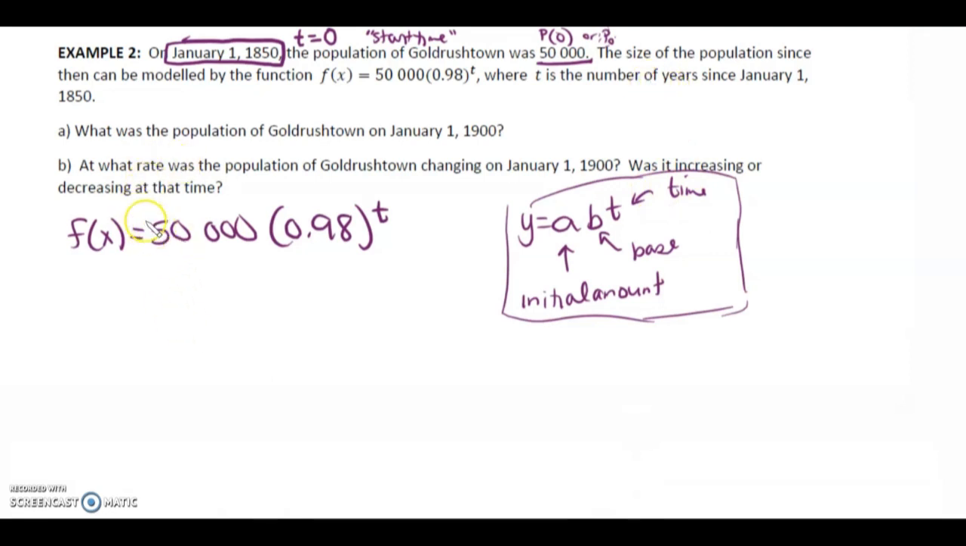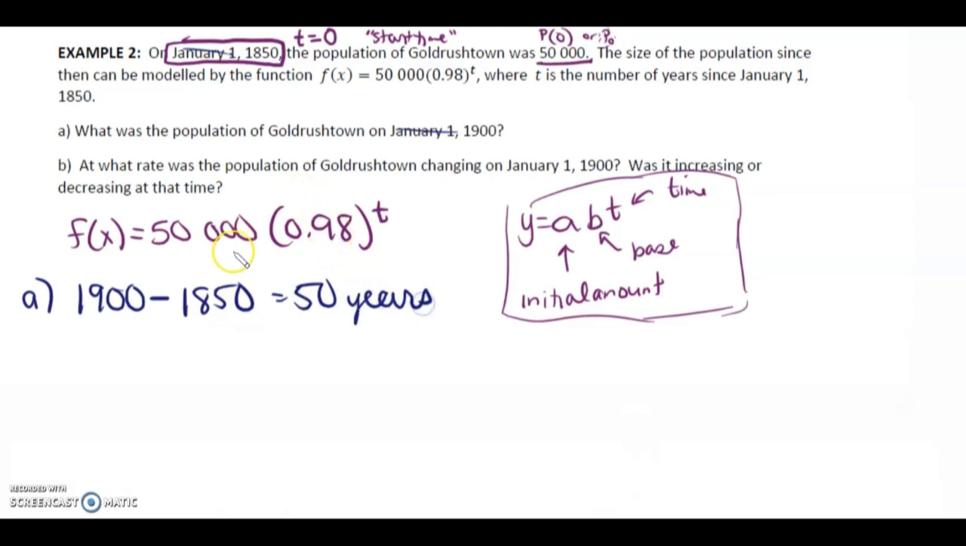So, what was the population of Gold Rush Town on January 1st, 1900? For part A, let's do this in blue. January 1st, 1900. So, January to January, I'm going to disregard this. We're going from 1900, and our starting point was 1850, so this is 50 years. Okay, so simply working with the original function, because this is just asking for the population.